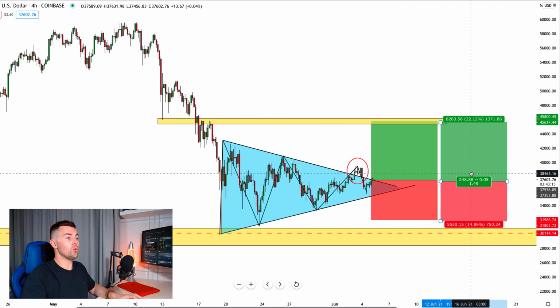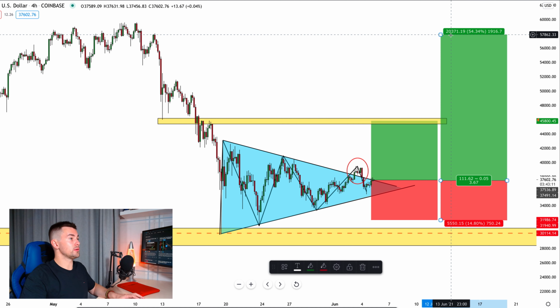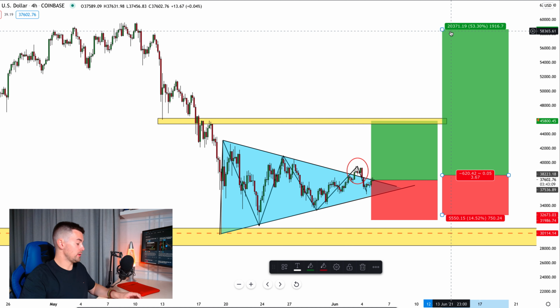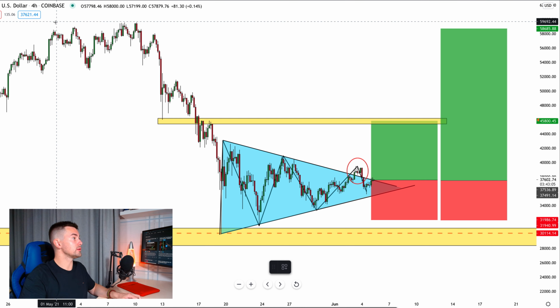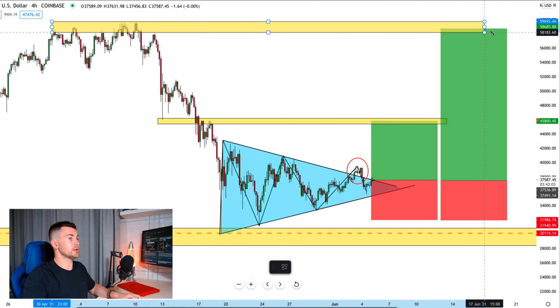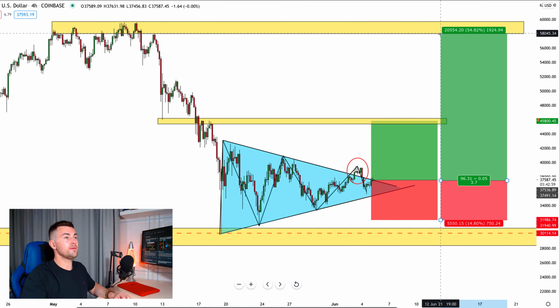But your first goal will be this major structure high right here. Yes, this major structure high on the left, this very strong, decent daily structure. Yes, you can see how nicely the price was boiling on that structure. It will be the 58,000 level.